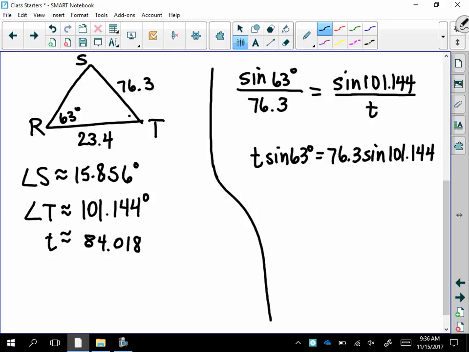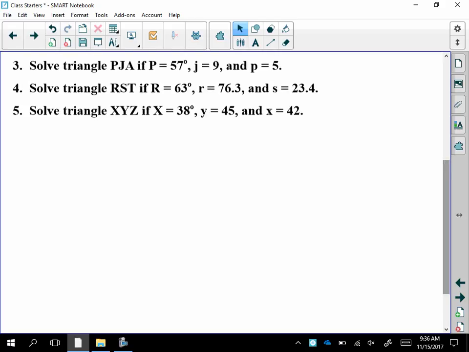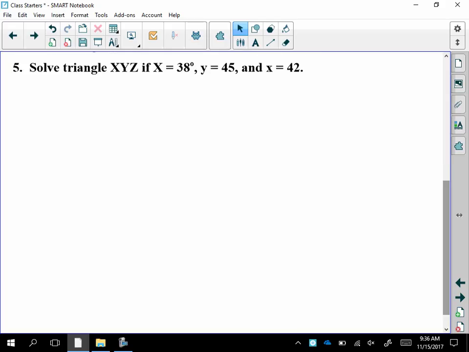Okay, but number 5 is going to be an example of the ambiguous case, where we're going to have two possible answers. So it says, solve triangle XYZ.